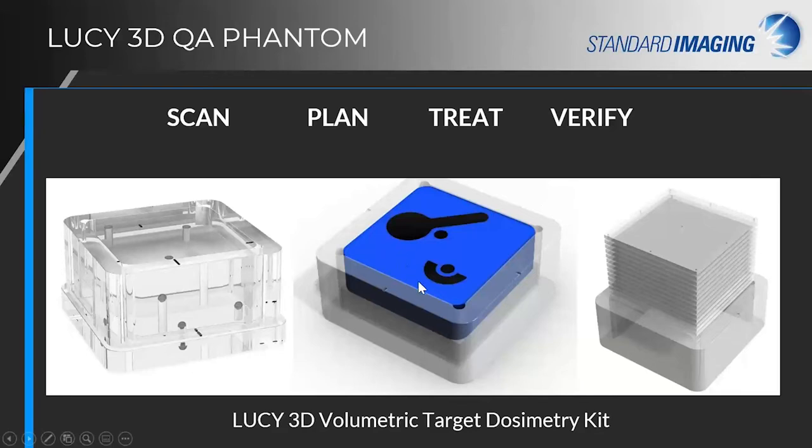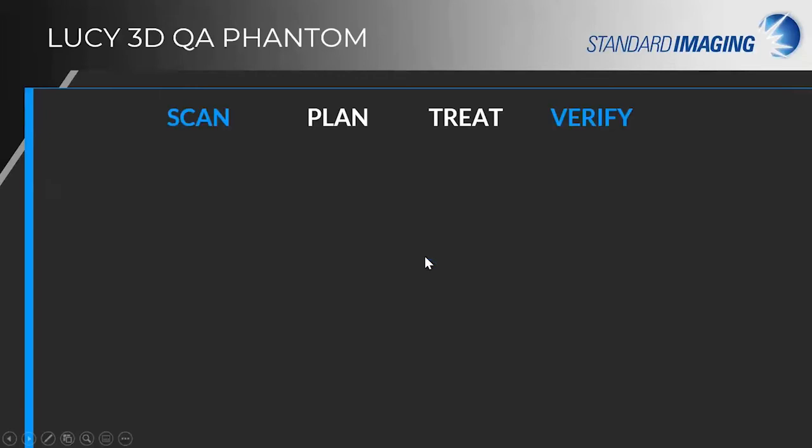And then we also have the target and avoidance structure insert here, where the black is high contrast bone material against a water equivalent material in order to have really good images and be able to do a very rigorous target and avoidance test of your treatment planning system, the accuracy and the limitations of those dose algorithms. You can also go through the entire workflow for a great end-to-end test using this insert.